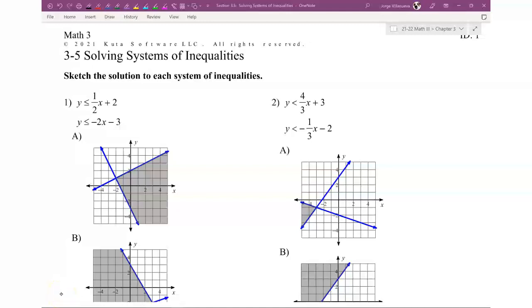All right, so we are going to be working on systems of inequalities. Systems of inequalities means that you're going to be solving two of these things. Sometimes they'll do three, but we're not going to do three. But you're going to be doing two of these things at once in one picture, okay?